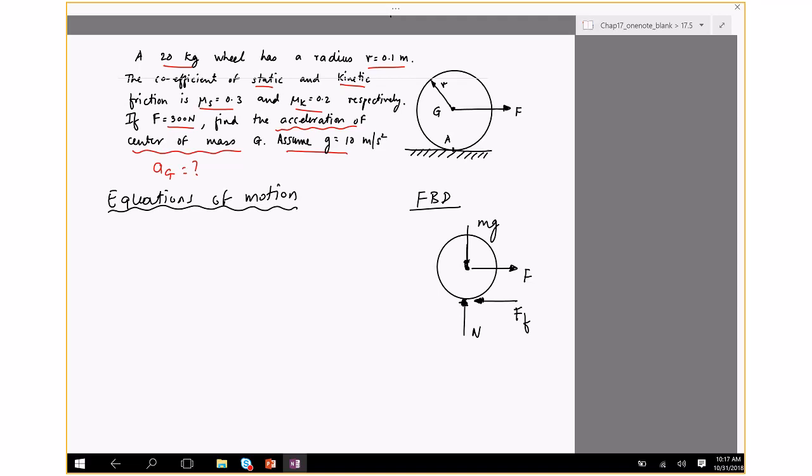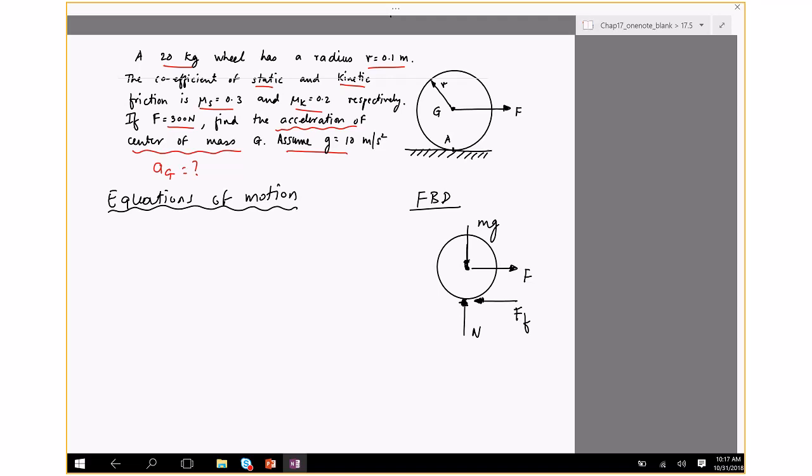Whether it's rolling or sliding depends on the force F. It depends on the coefficient of static and kinetic friction. It also depends on the geometry of the object. So we do not know that. So always, if you see a problem like this and you're not told that the disk is rolling or sliding, you got to start assuming that the disk is rolling. We'll solve the problem assuming it's rolling.